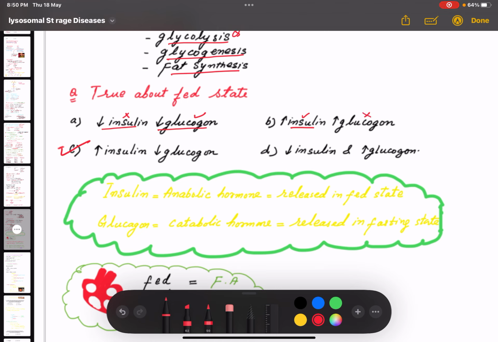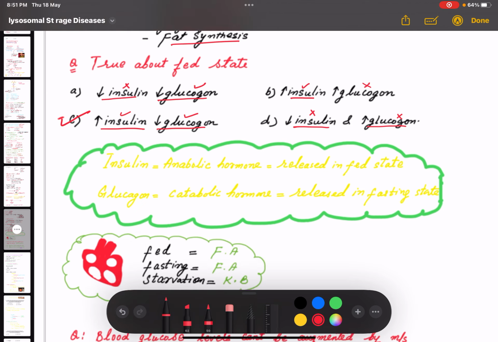Increase insulin. Sorry, decrease insulin. Increase glucagon. No, insulin will increase. This is wrong. Increase glucagon. This is also wrong. Now let's see this option. Increase insulin. Yes, because insulin is an anabolic hormone, it will increase in the fed state. Decrease glucagon. Yes, it is a catabolic hormone, it will decrease in the fed state.